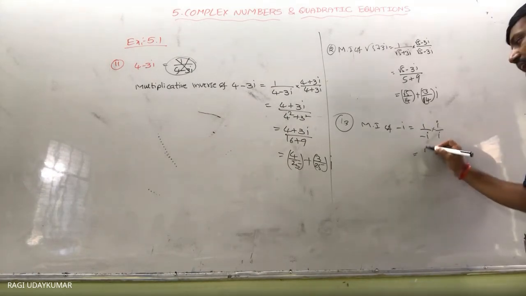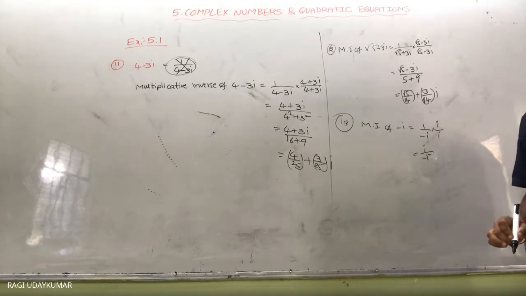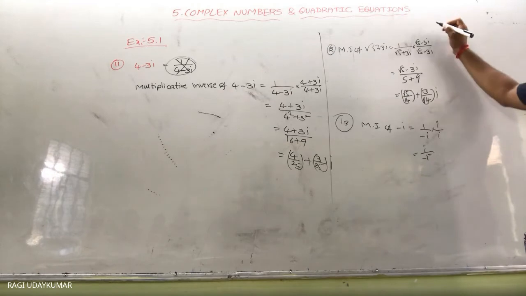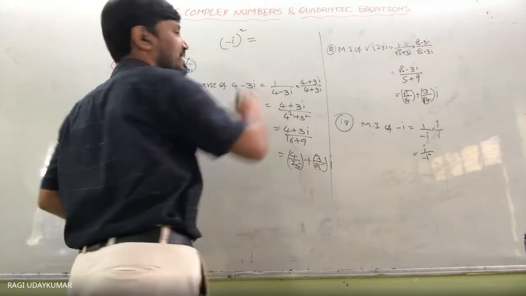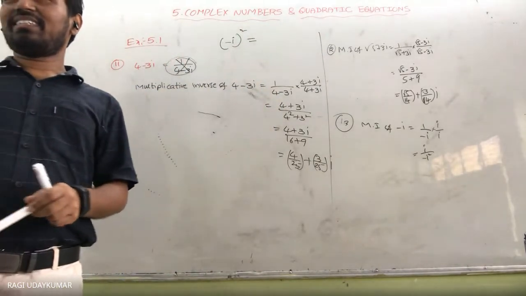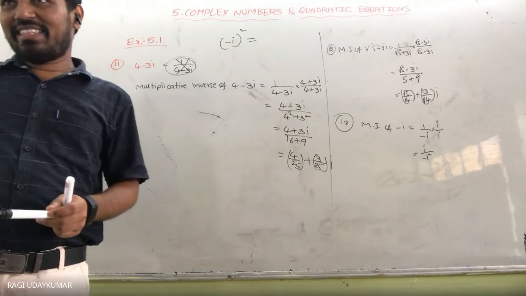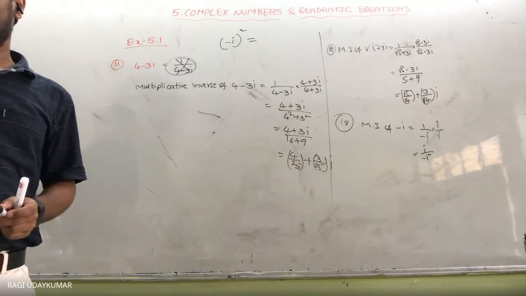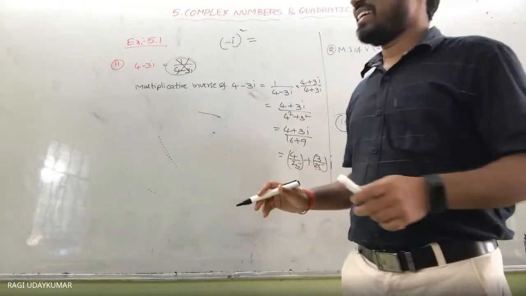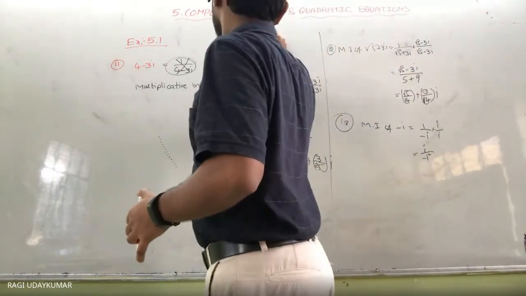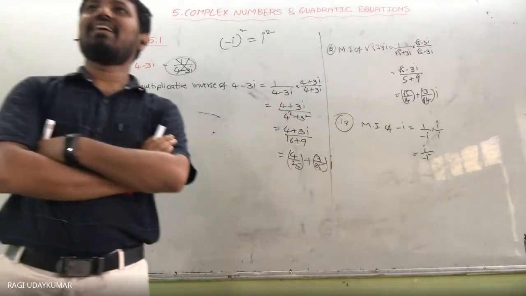What do you get here? i by minus i square. Minus i square value, plus 1 will come. See here, don't get confused. What is the value of minus i whole square?